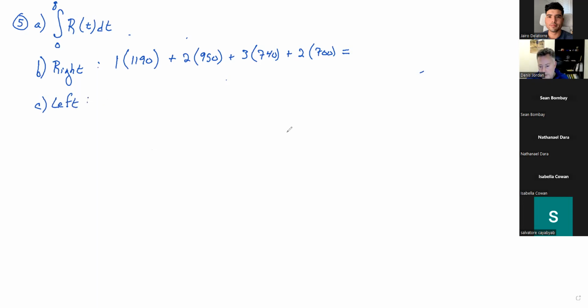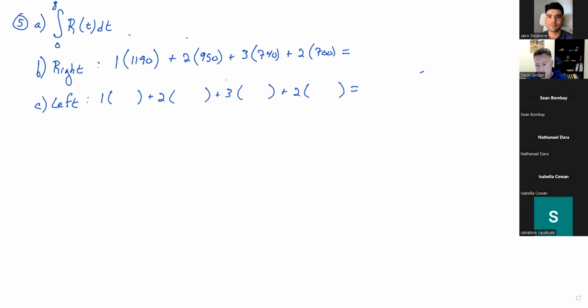Okay, so part C is the same thing, but now you're doing a left Riemann sum as opposed to a right. So the base of every single one of those rectangles should be exactly the same. It's the function values that are going to be different, because now you're choosing the function value on the left side as opposed to the right. So some of those function values are going to repeat, but not all of them.